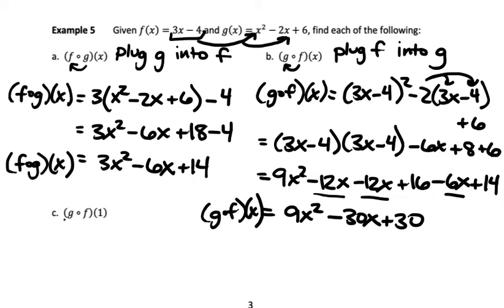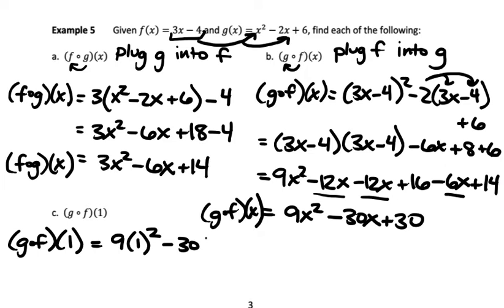Lastly, for part C, I'm asked to find g of f of 1. Now, I have the function g of f of x right here. I just found it. So the easiest way to find this is to just plug 1 into that function for x. So g of f of 1. I'm going to plug 1 in for x. That's going to be 9 times 1 squared minus 30 times 1 plus 30.